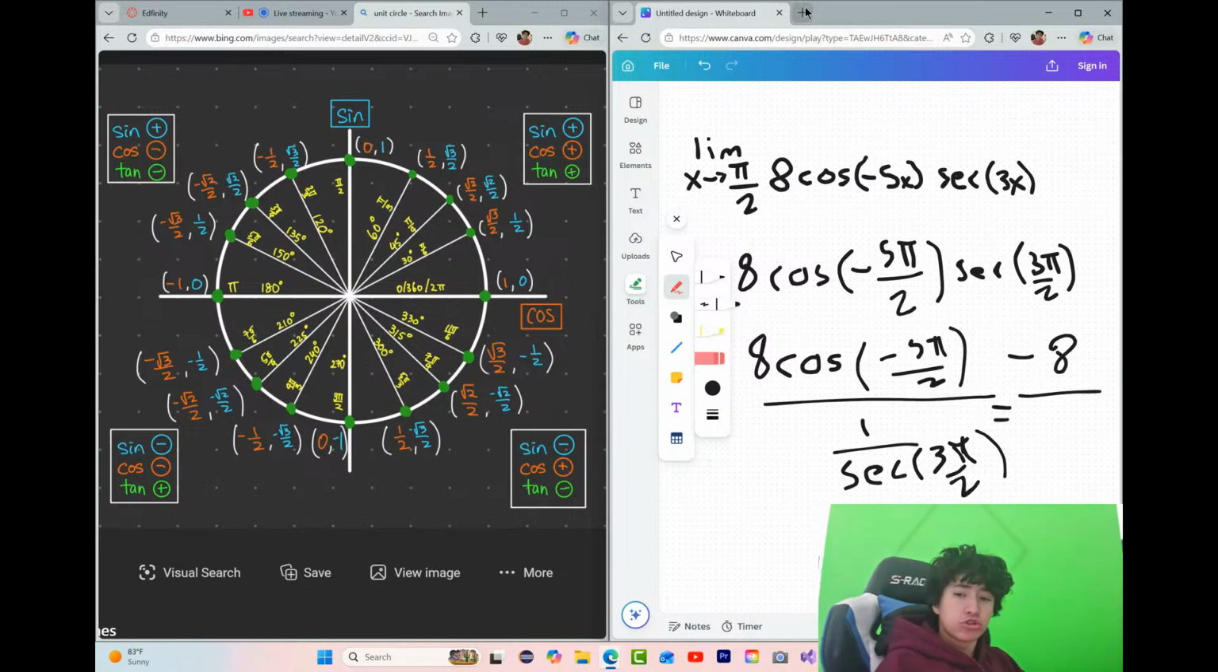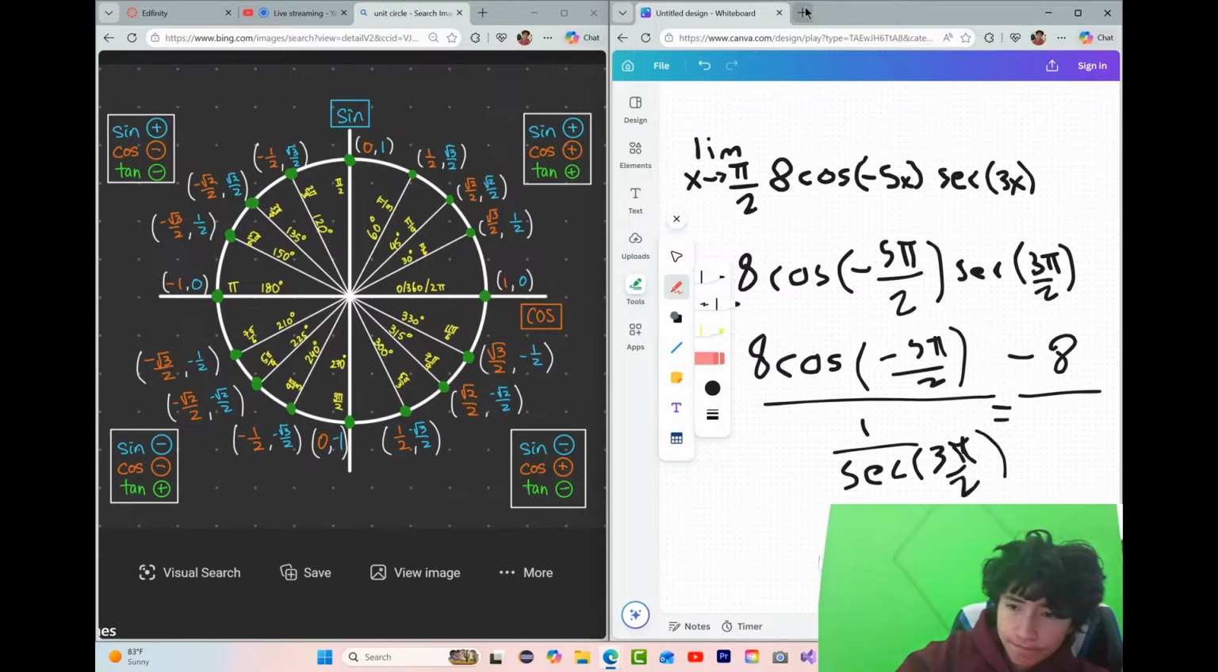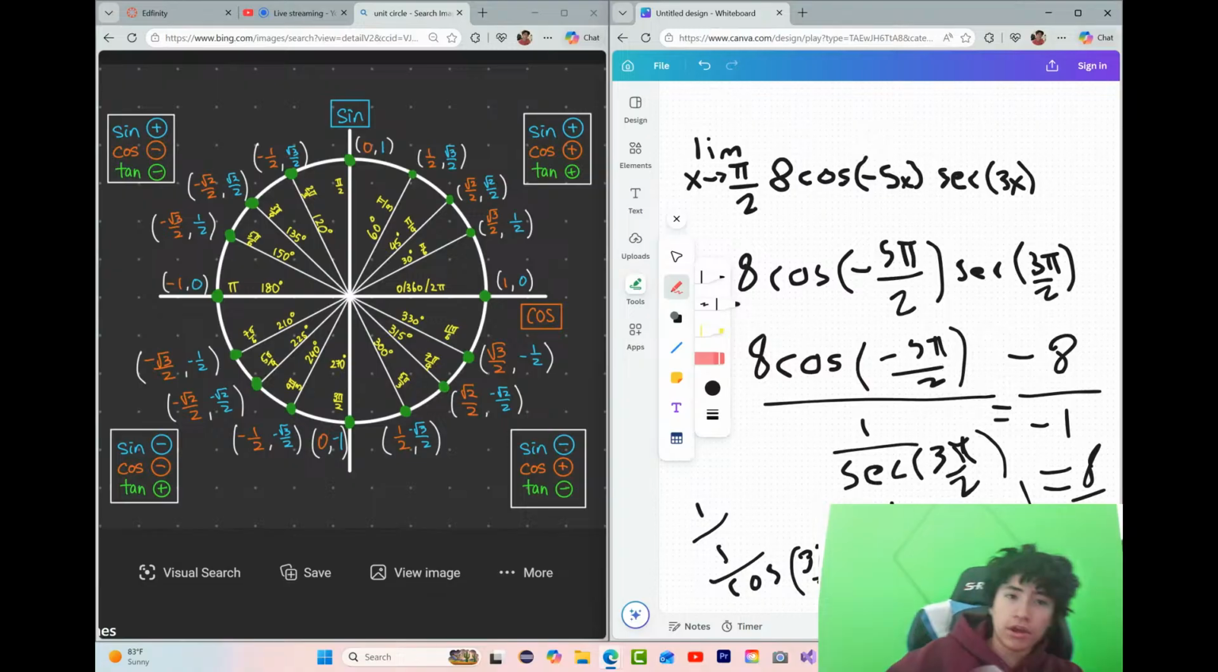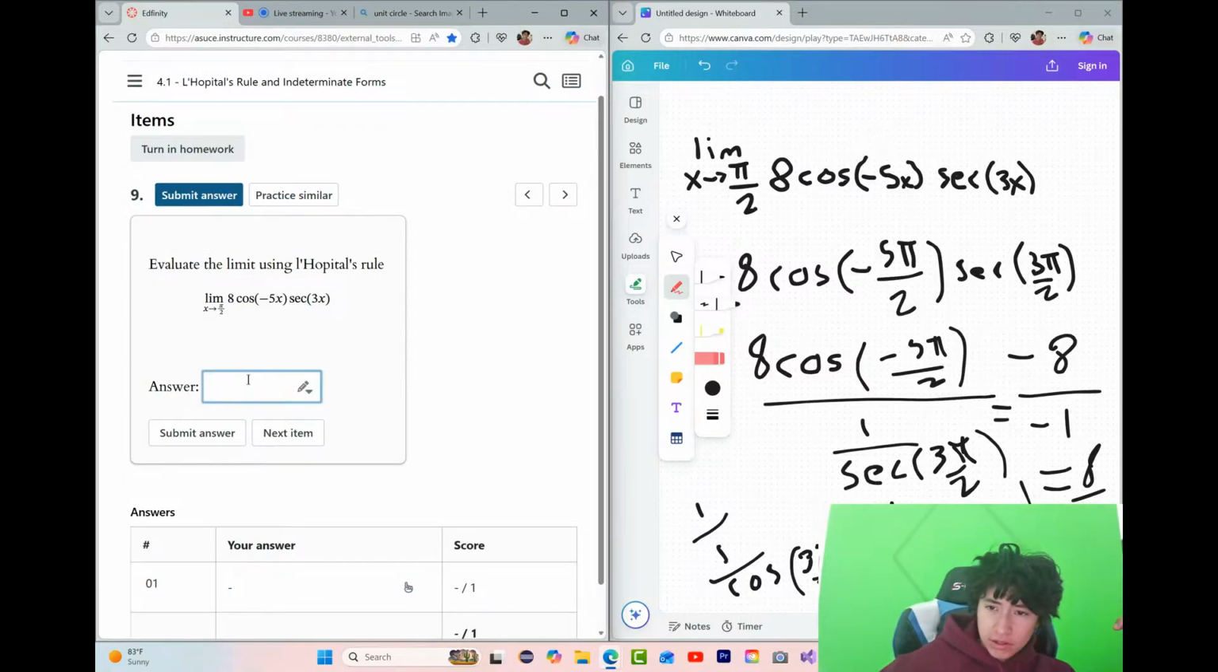So if secant equals 1 over cosine, then we have 1 over cosine of 3 pi over 2. Beautiful. So if that's the case, cosine of 3 pi over 2 is going to be negative 1. 1 over negative 1 is simply equal to negative 1. Or in other words, this is negative 8 over negative 1, that's equal to 8.